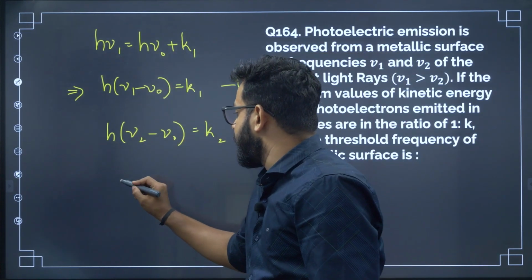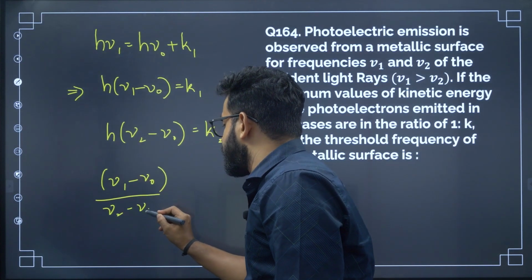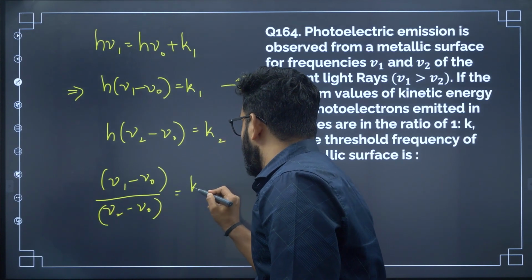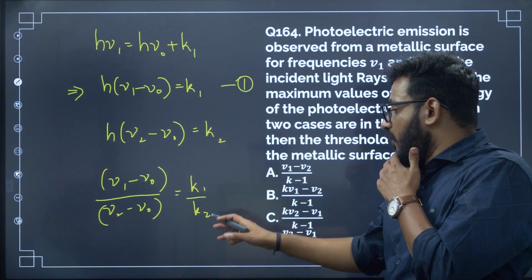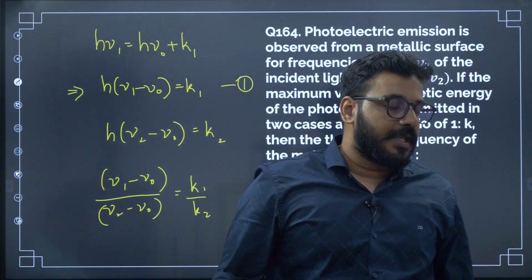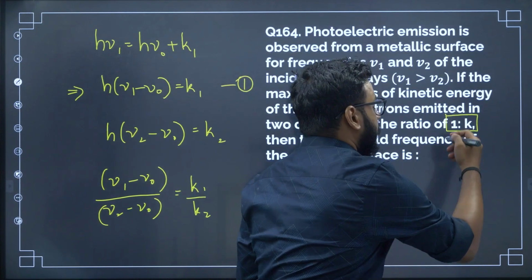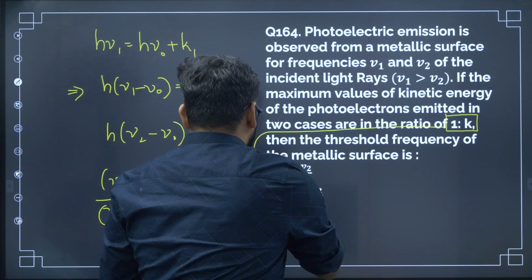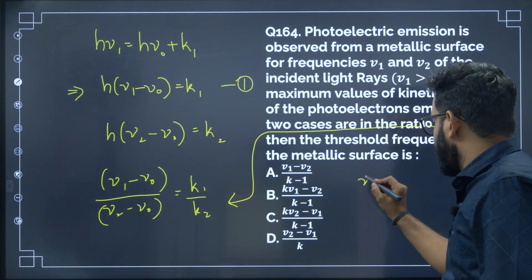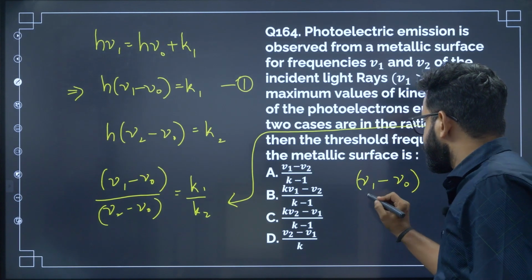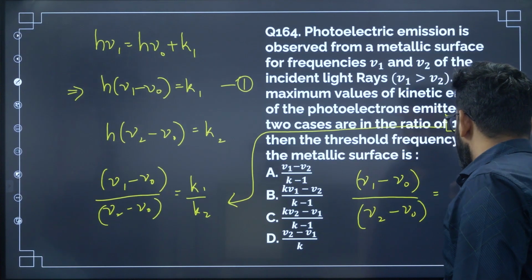Now let's take a ratio. When we take a ratio, what happens? Nu1 minus nu naught whole divided by nu2 minus nu naught is equal to K1 by K2. But what is K1 by K2? It's already given in the question. K1 by K2 is given as 1 by K. So in place of K1 by K2, you can write 1 by K. So you will have nu1 minus nu naught whole divided by nu2 minus nu naught is equal to 1 by K.